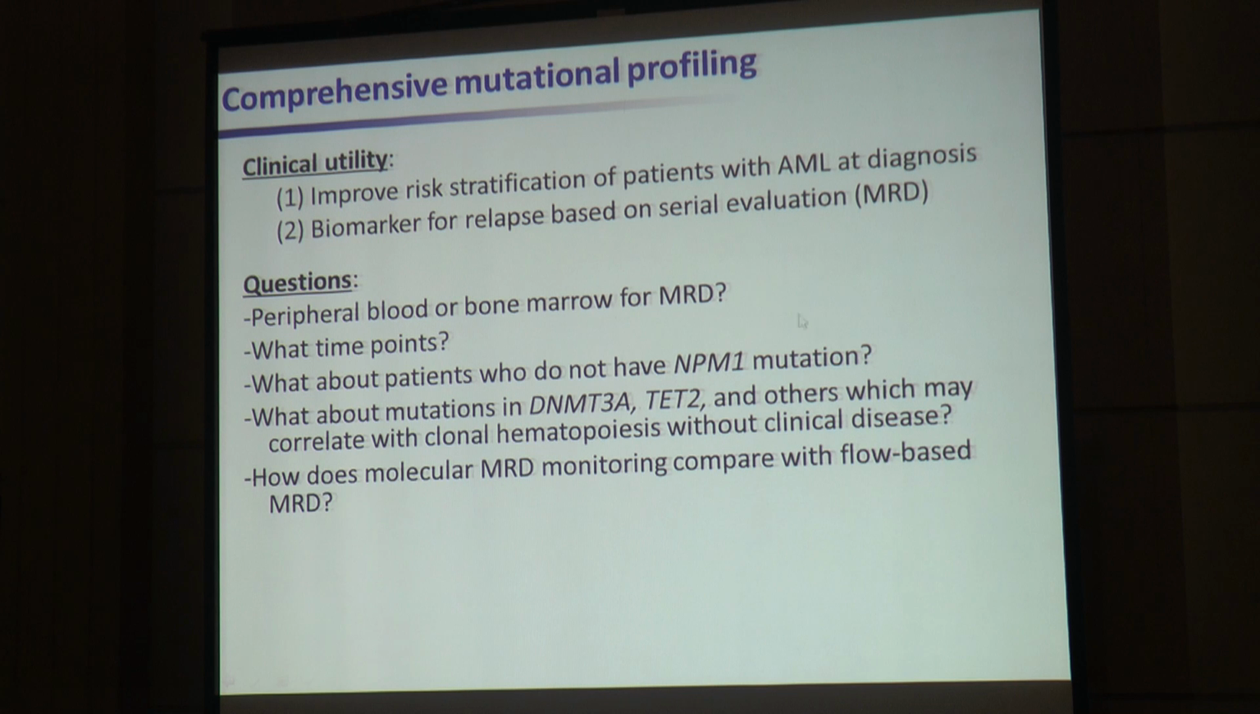What about patients who don't have NPM1? We know, Dr. Mufti mentioned at the end of his talk, mutations in DNMT3A and TET2 are associated with clonal hematopoiesis in many patients without overt clinical disease. Maybe if we followed these, they actually would not predict relapse or survival like NPM1 does. So that needs to be understood further. And how does MRD monitoring with molecular techniques compare to flow cytometry-based MRD detection? This needs to be systematically addressed still as well.